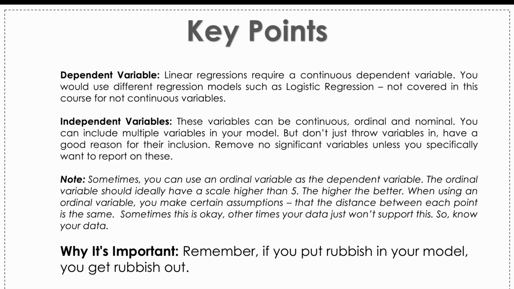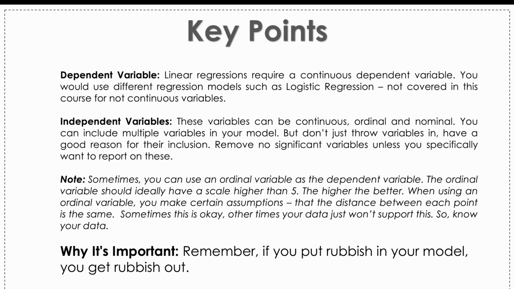Here are some really key points for linear regression, whether that be simple linear regression or multiple linear regression. Your dependent variable requires a continuous variable. You should always use a continuous variable as your dependent variable. There are some exceptions, I'll talk about that in a minute. If you have an ordinal or a binary variable as your dependent variable, then there are other methods such as logistic regression, but we are not covering that in this course. The independent variables can be continuous, ordinal and nominal. Again, whether you have simple or multiple linear regression, you can throw lots of variables in.